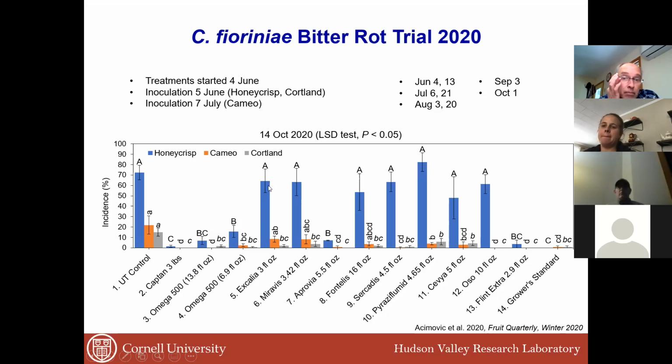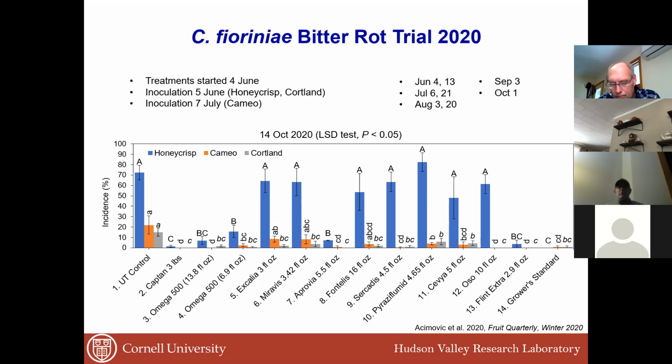And out of all the SDHI fungicides, which are treatments 5 to 10, the most effective was Aprovia, treatment number 7. These were statistically comparable, basically as effective as Flint Extra, which is a QoI fungicide, the most effective that we know. It was also very comparable to the grower standard, which was the only spray program where we had a combination of different chemistries.